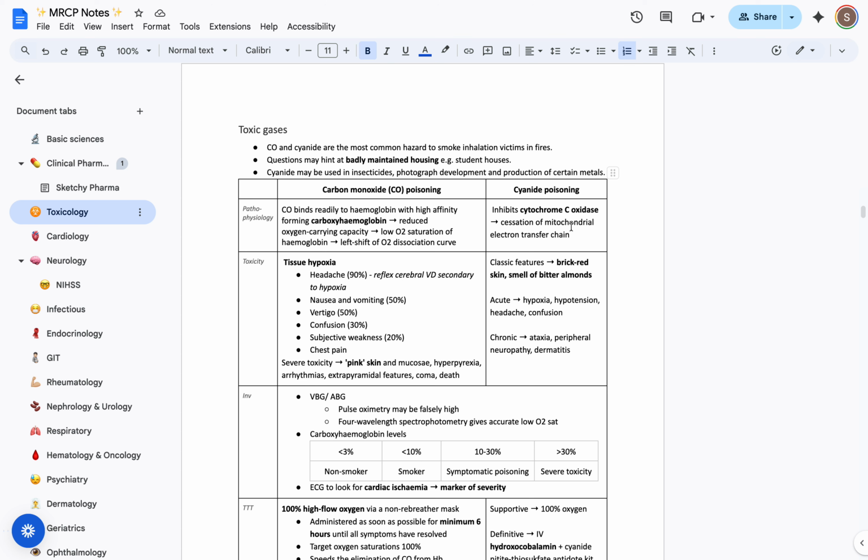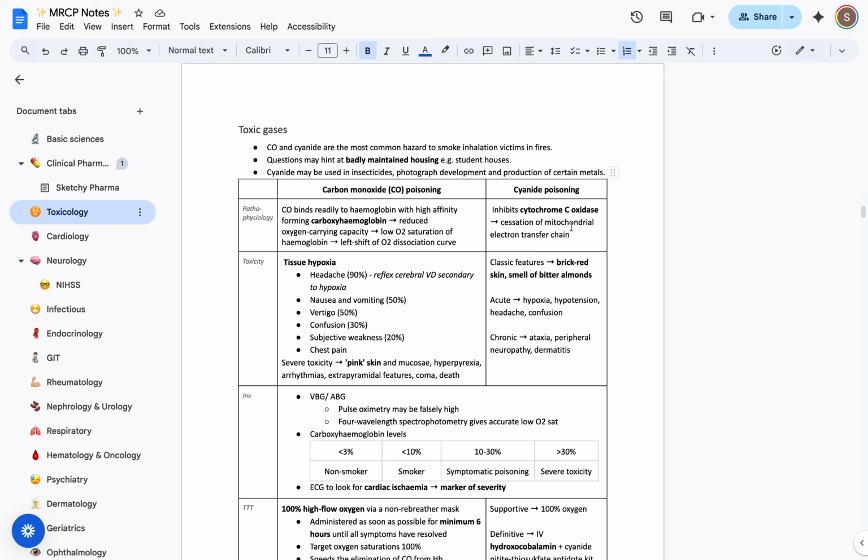Okay, so what is the pathophysiology of carbon monoxide poisoning? Carbon monoxide binds to hemoglobin with a high affinity and reduces the oxygen carrying capacity of the blood. And it causes low oxygen saturation of hemoglobin and left shift of the oxygen dissociation curve. For cyanide, it inhibits cytochrome C oxidase and basically causes the mitochondrial electron transfer chain to stop.